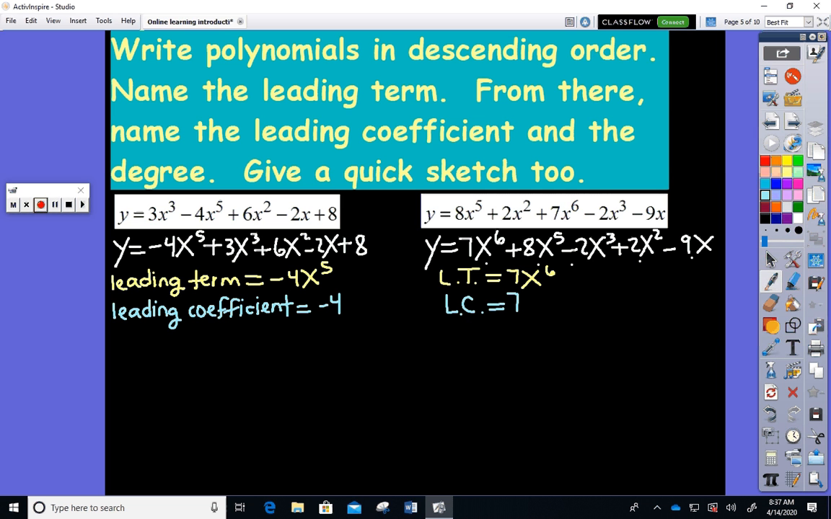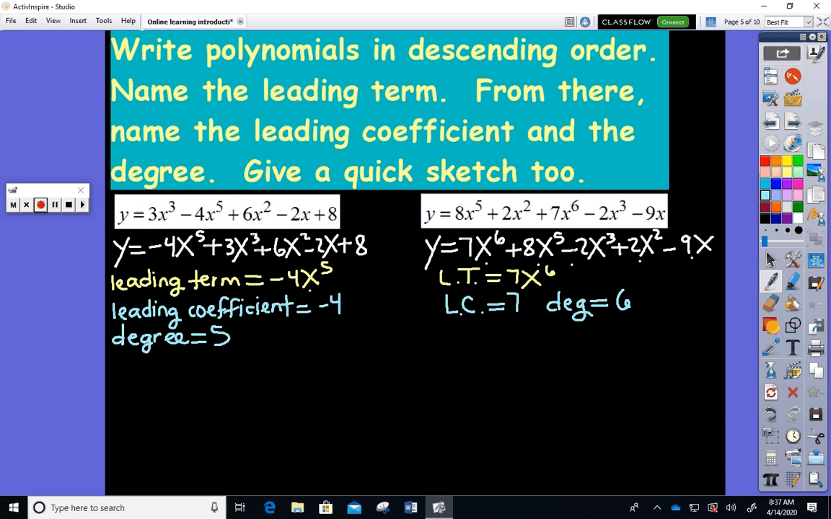The degree. So what is the degree here? Well, x to the fifth. So 5 is the degree. And here, the degree, and again, you'll normally see me abbreviate DEG. Since it's 7x to the sixth, 6 is the degree.